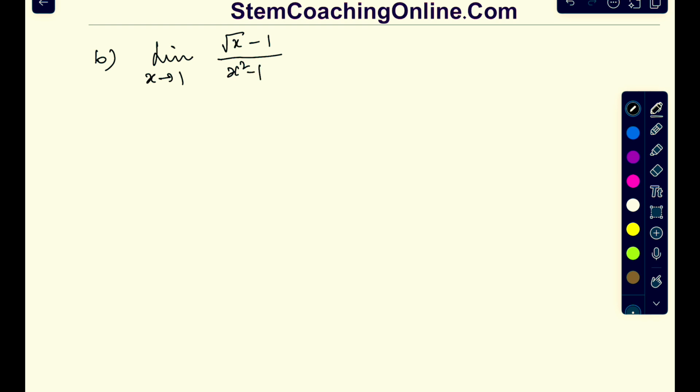Okay, we can already see that we cannot really use substitution, because it will be 1 minus 1 over 1 minus 1, 0 over 0. Can we do factoring? Well, if it was x plus 1 times x minus 1, we could have done factoring. But this is square root of x minus 1, so we cannot really do factoring. Okay, conjugate to the rescue.